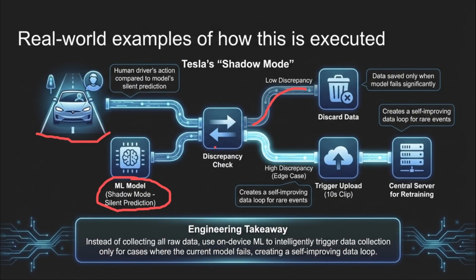The ML model considers it an edge case, and it will upload a 10 second clip from its sensors to the central server, and the server again retrains the ML model. So the data collection, the feedback loop and the self-improving loop continuously work like this. So this is how it works. Now let's get into sampling.